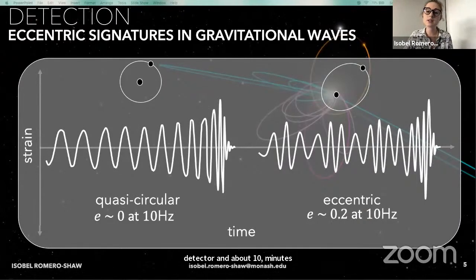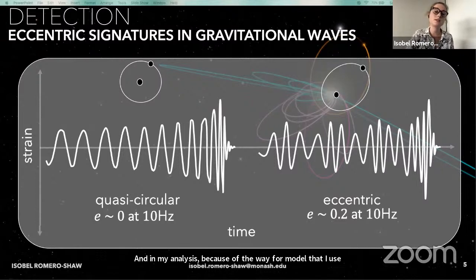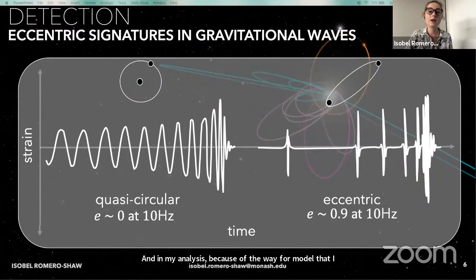So on the left here, you can see a sketch of the kind of quasi-circular signal that is typical of an isolated binary. And on the right, you can see a moderately eccentric waveform with an eccentricity of 0.2 at 10 Hertz. And it has this wobbling shape because there's a stronger burst of gravitational waves emitted when the binary is closer together, but this decreases when the binary becomes further apart again. And in my analyses, because of the waveform model that I use, I can only look at eccentricities up to 0.2. But for illustrative purposes, I've also included a sketch of an even more eccentric system with an eccentricity of about 0.9 at 10 Hertz.